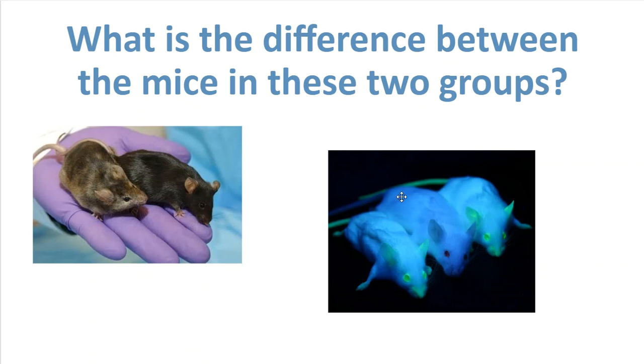In the middle is a normal mouse, and then the other two have been genetically modified with the bioluminescence light, and that is expressed in the green fluorescent protein. So yes, we can make animals glow.